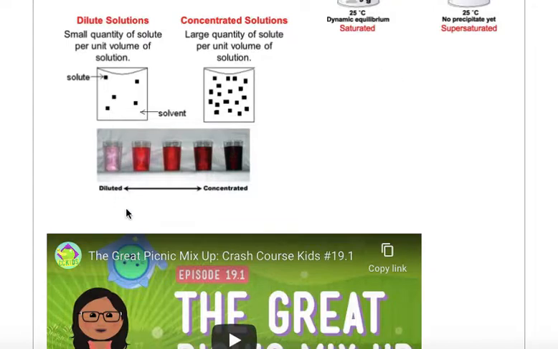And then here's the picture to kind of show you a diluted solution becoming more and more concentrated. So going from having less solute to having more solute.